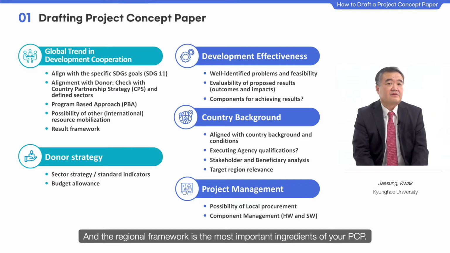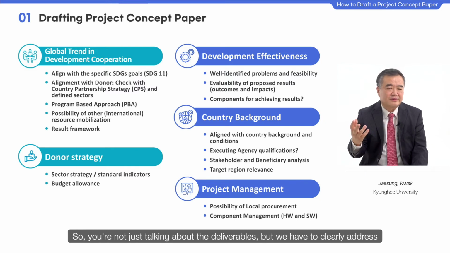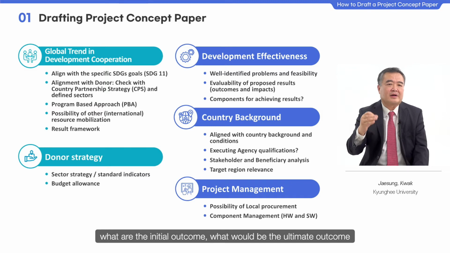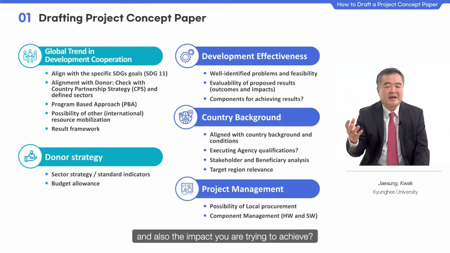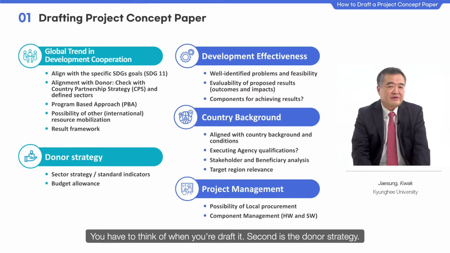And the result framework is the most important ingredient of your PCP. How are you going to achieve your defined outputs and results with this project? We are not just talking about the deliverables, but we have to clearly address what the initial outcome is, what the ultimate outcome would be, and also the impact you are trying to achieve. So these are the global trends in development cooperation you have to think of when you draft it.